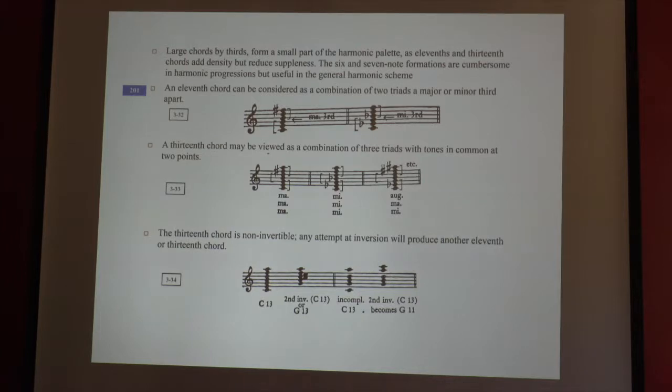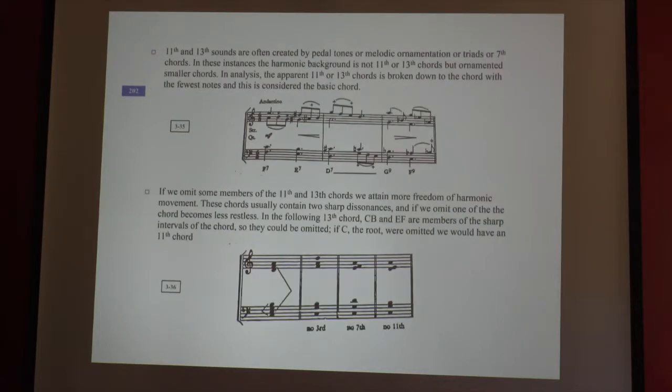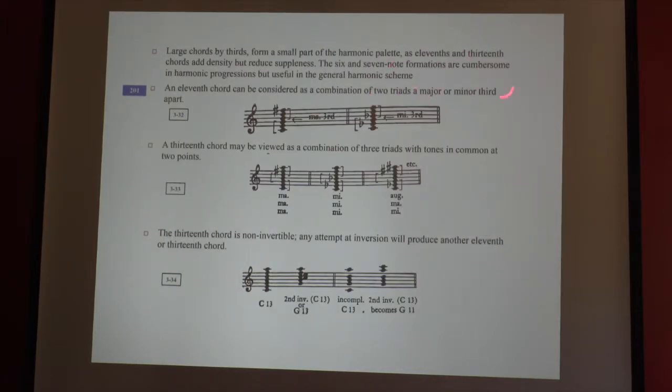Large chords by thirds, right. We can add 11ths and 13ths. They add density to the chords, but reduce suppleness, which means they become more difficult to move around, more difficult to involve, because you have so many pitches. They're cumbersome, right? Because you have so many notes. They're hard to move, and hard to have a lot of clarity.